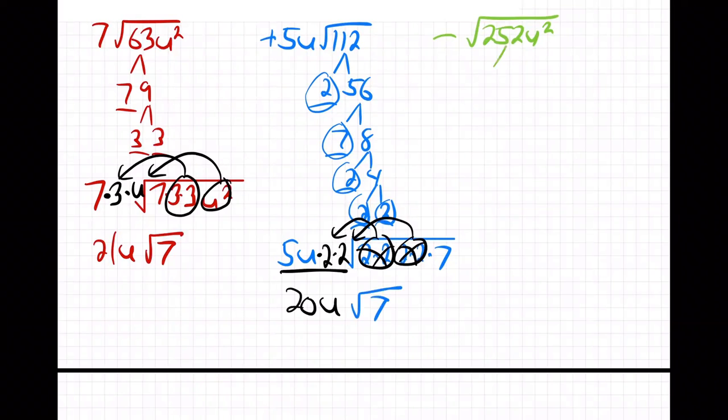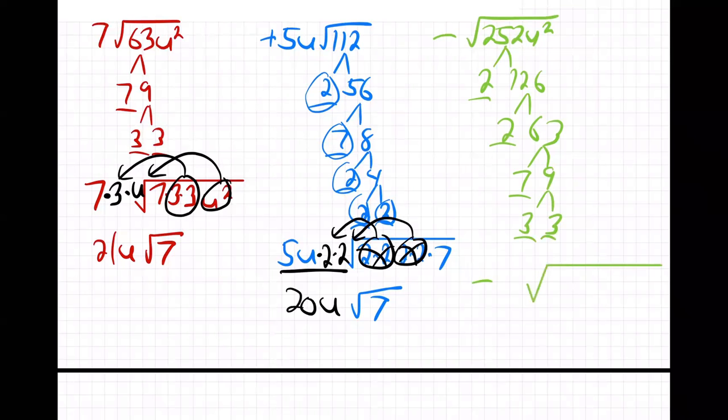And now this last one. 2 times, I think it's 126. Yeah, and then it's 2 times 63. I'll underline these 2's, can't go down any further. 7 times 9, and 9 is 3 times 3. Okay, so what do we have? We have negative, and then we have a square root of 2 2's, 2 3's, a 7, and a u squared.